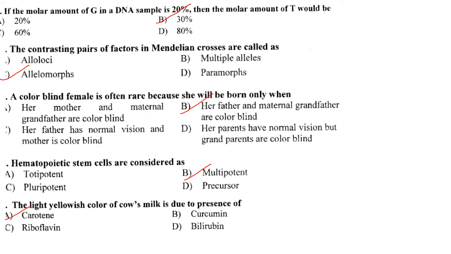If the molar amount of G in a DNA sample is 20%, then the molar amount of T would be. So G is given as 20%. So C also will be 20%. So C plus G will be 40.